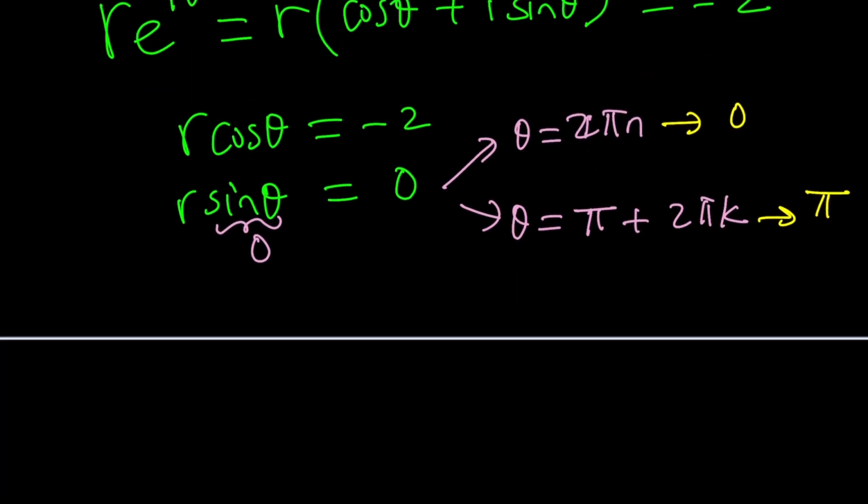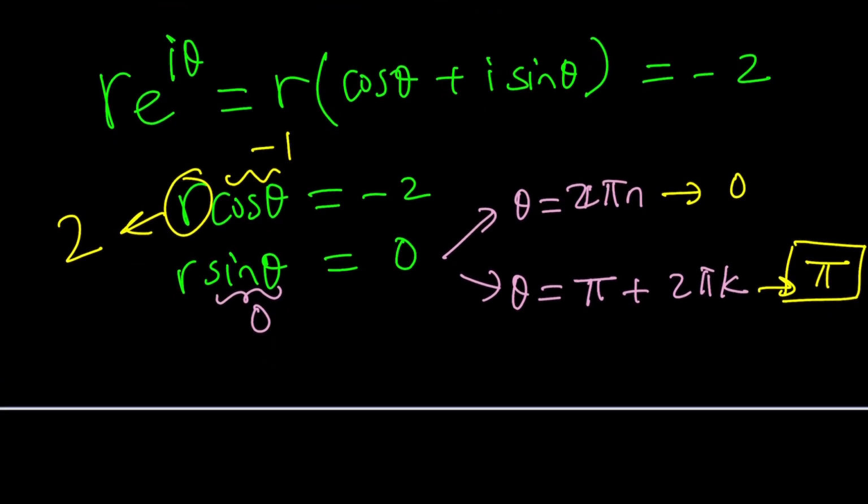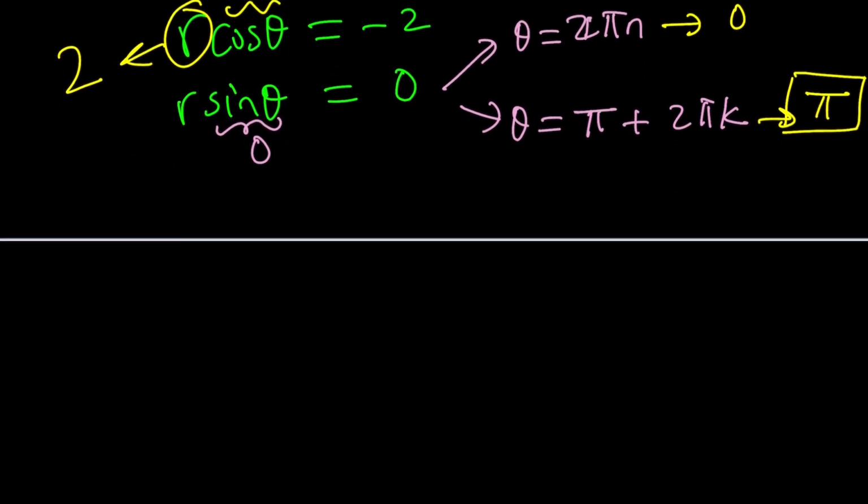So at those points, okay, what about that? We need to look at the first equation too. What about r cosine theta is equal to negative 2? Then r is probably 2 because r can't be negative. And this needs to be negative 1 because, come on, we're talking about a real theta here, right? If cosine theta is negative 1 and sine is 0, that can only happen at pi. So pi is our choice. Pi is a winner. Yay, pi wins. So now we have 2 times e to the power i pi, which is how negative 2 is written.